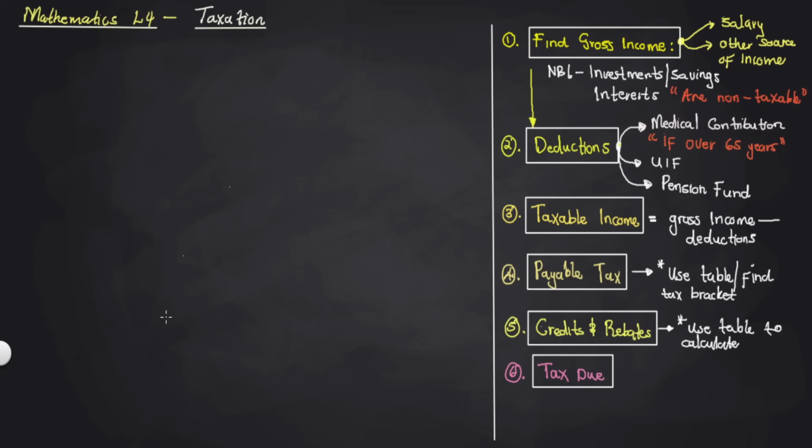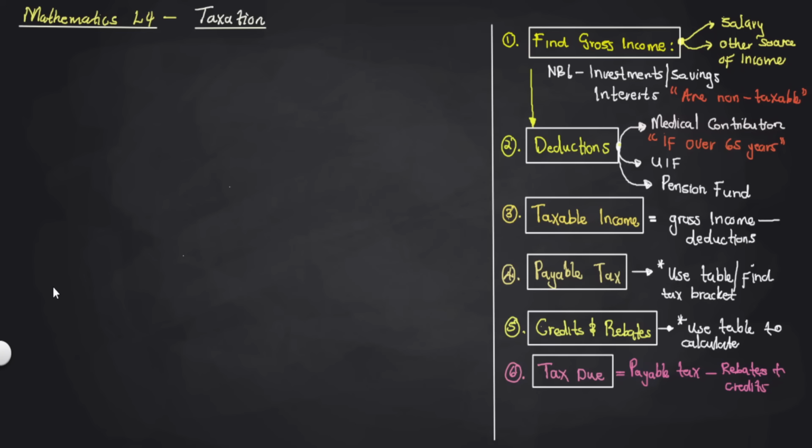A tax amount due. The tax amount due is the amount of money that goes to SARS. Okay, SARS, it's payable tax minus our rebates plus our credits. That is how we calculate the tax due. That is why you need to follow these steps in order to get your tax due.